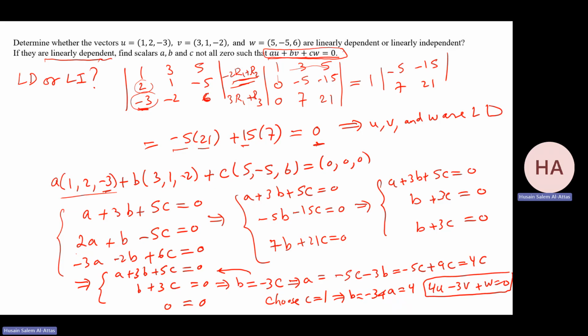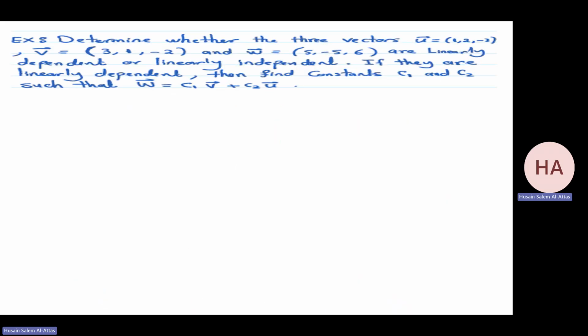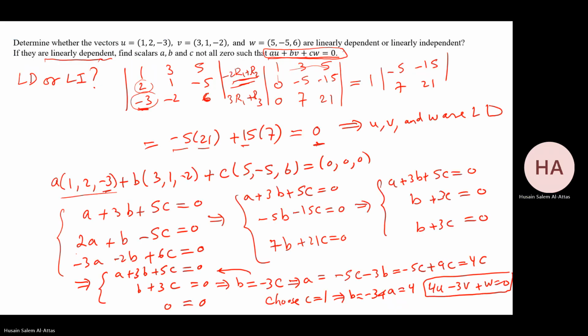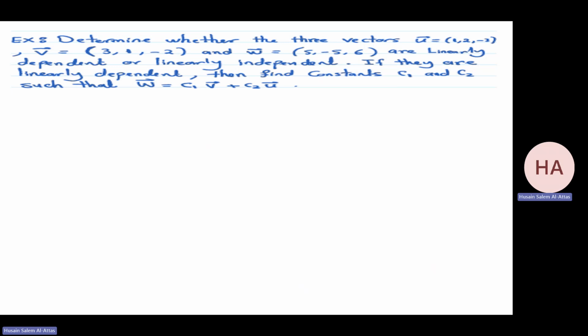Just plug in the u. I can check for the first component. I have 4 minus 9 plus 5. 4 minus 9 is minus 5, plus 5 gives me 0. You can check the other components. Determine whether the vectors, actually it is the same question. Yeah, exactly the same question.